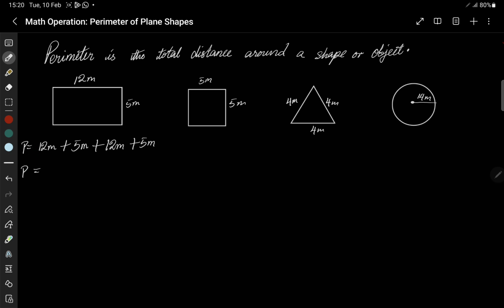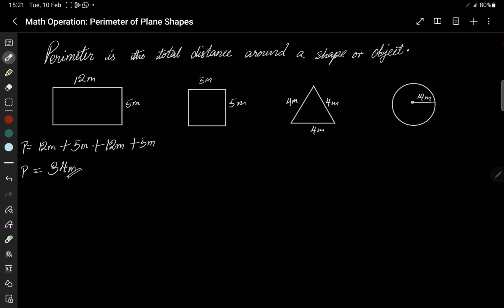So perimeter is therefore equal to 12 plus 5 will give us 17. 17 plus 12 will give us 29. 29 plus 5 will give us 34. So we have 34 meters. That's our perimeter for the rectangle.